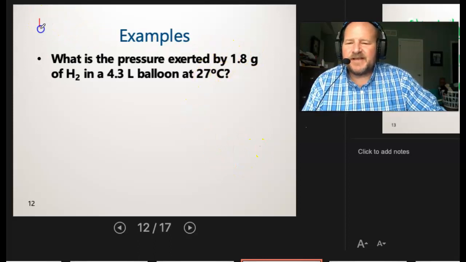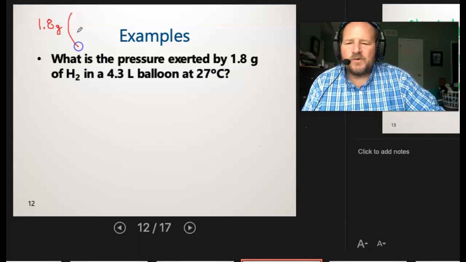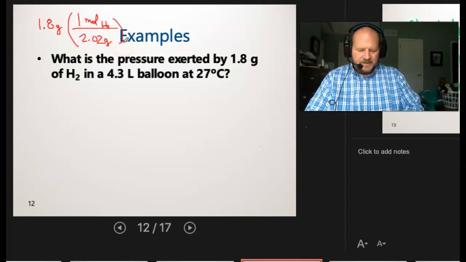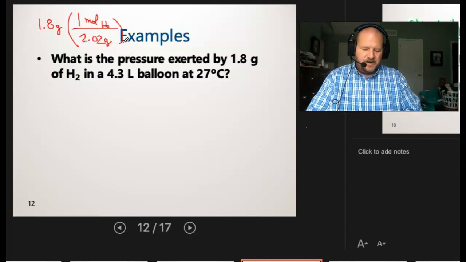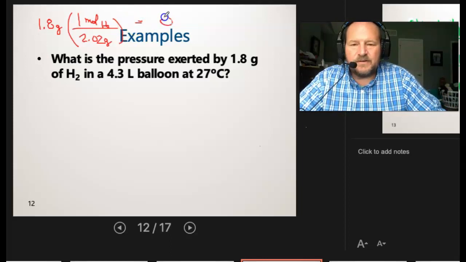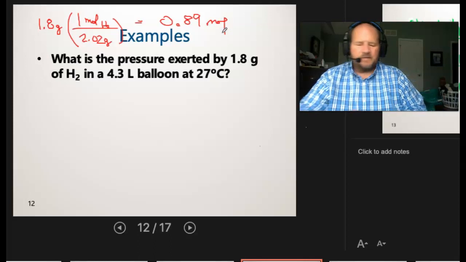So the first thing we'll do is take that 1.8 grams and I want to convert that to moles. And we know that 1 mole of H2 will have a mass of 2.02 grams. And that's coming from the periodic table. That's not in the question, right? That's the periodic table coming back to haunt us. 1.8 divided by 2.02. So we have then 0.89 moles of H2.